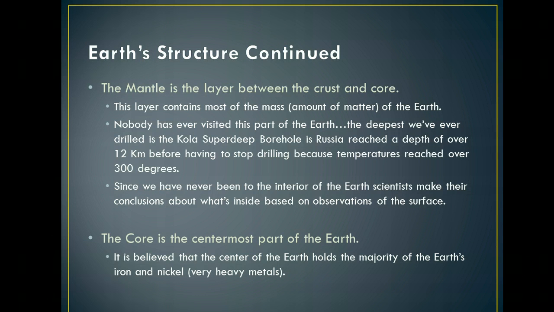Since we have never been to the interior of the Earth, scientists have to make their conclusions about what's inside the Earth based on observations of the surface. Some of those observations come from seismic waves, from earthquakes and tsunamis, and we'll talk about that more in depth later. The last layer, the innermost layer, is the core, the center part of the Earth. They believe this is where the majority of the Earth's iron and nickel, which are very heavy metals, are located.